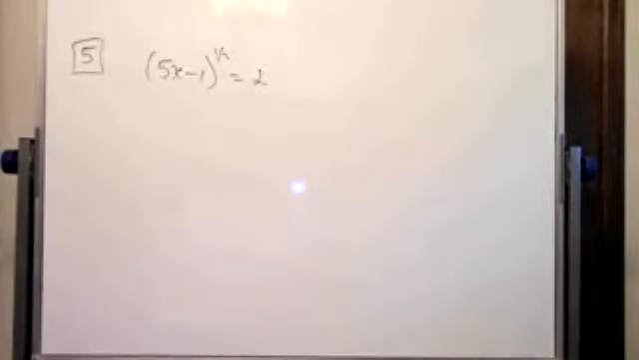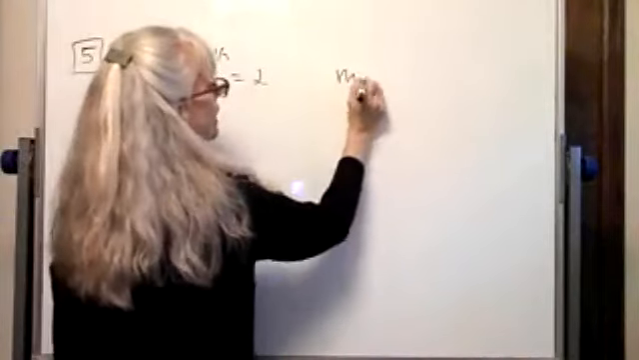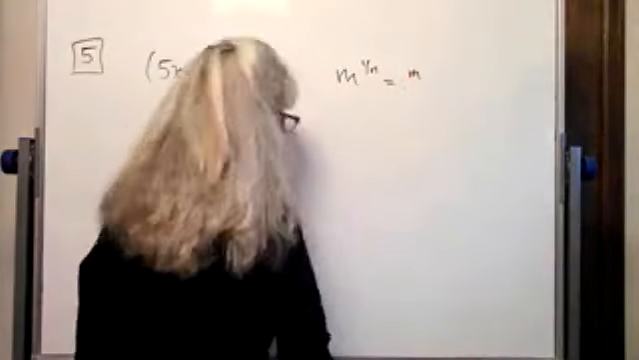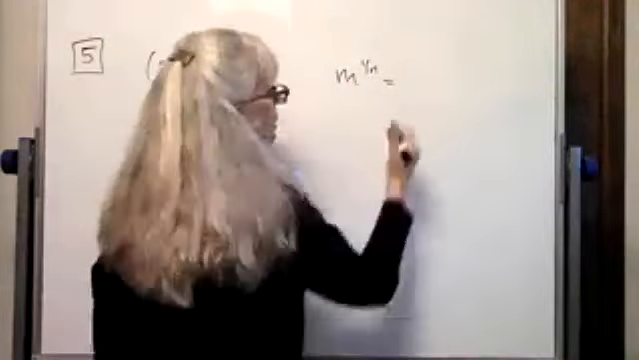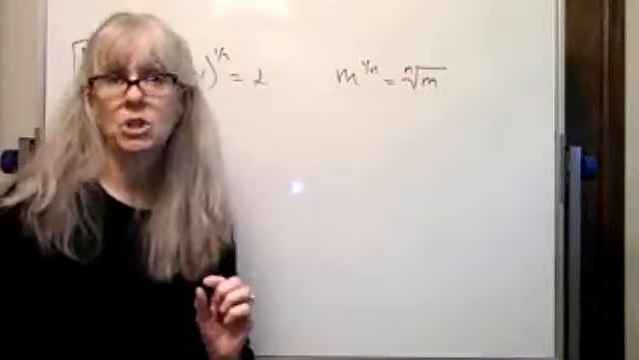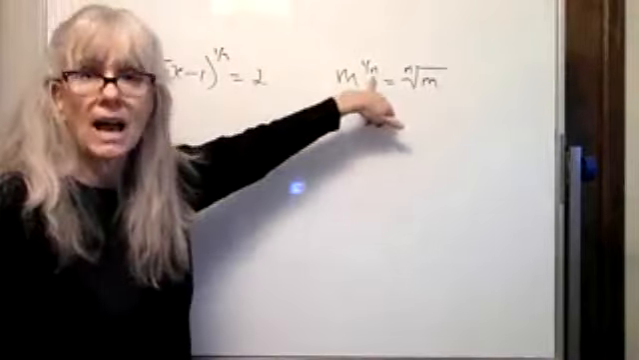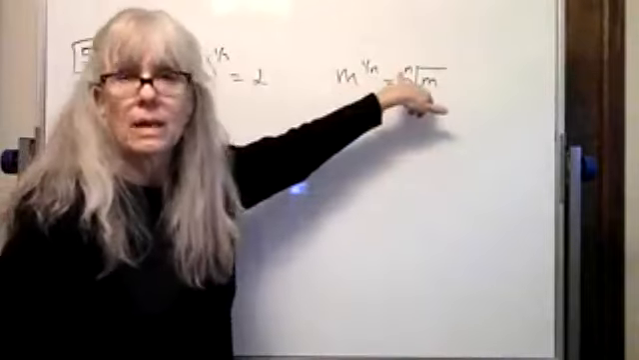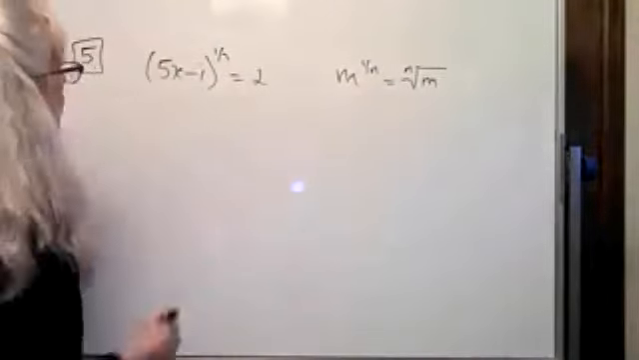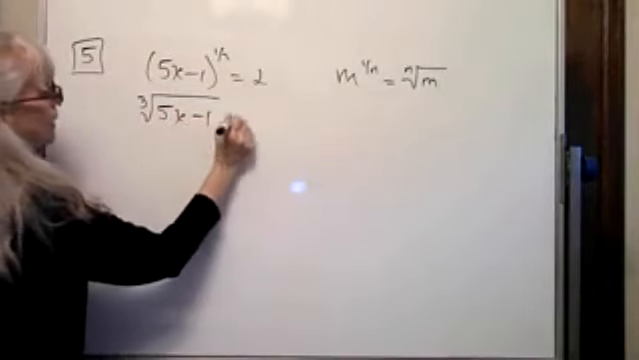Well, you're thinking, wait a minute, that's not a radical. But I'd like to remind you of one of your exponent rules. So if I have m raised to the 1/n power, that's the same thing as the nth root of m. So in other words, if you have an exponent that's a fraction, you can rewrite that as a radical, where the denominator on the fractional exponent is the root or the index on your radical. So what that really means is back over here, that 1/3 is telling me that I have the cubed root of 5x minus 1. And that's going to be equal to 2.